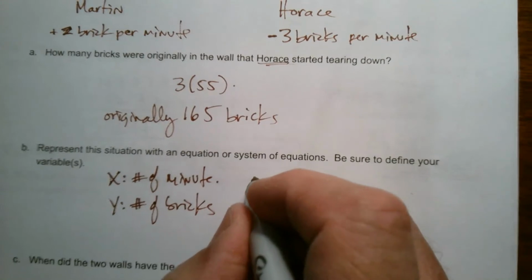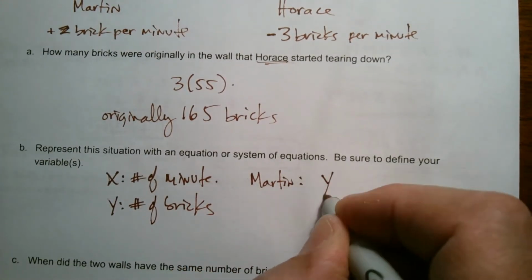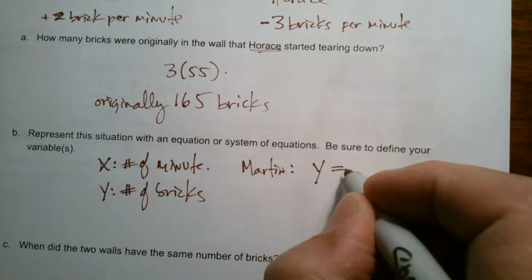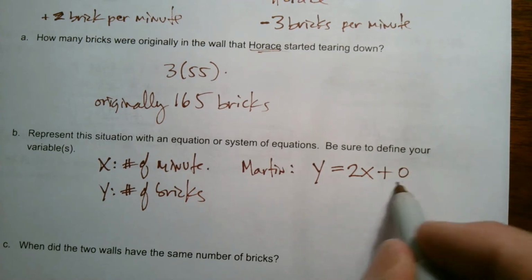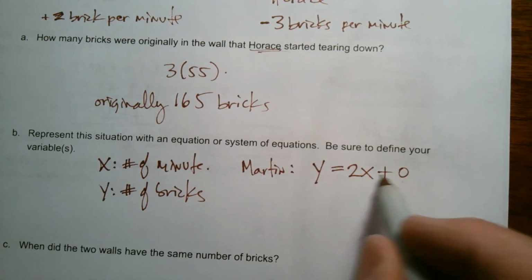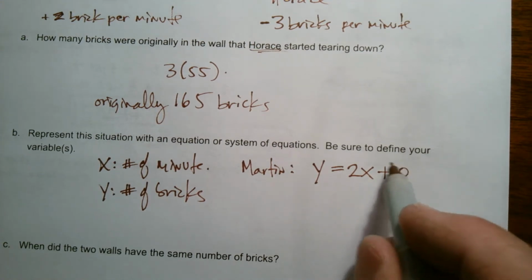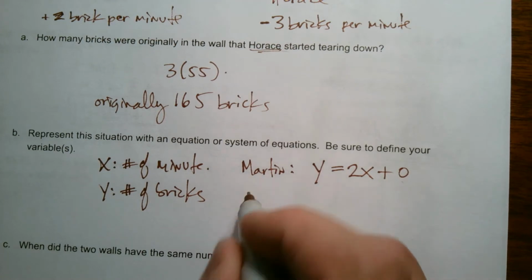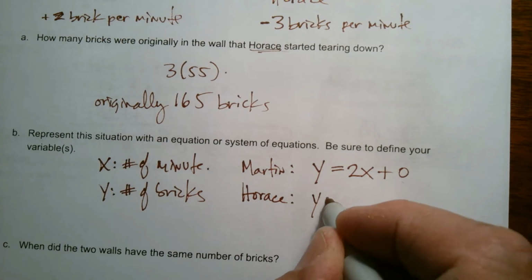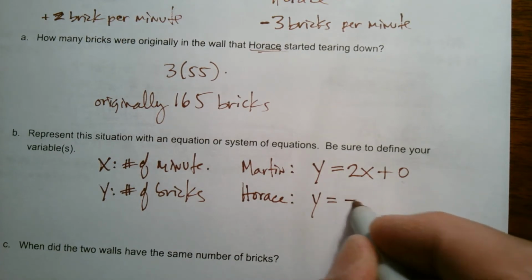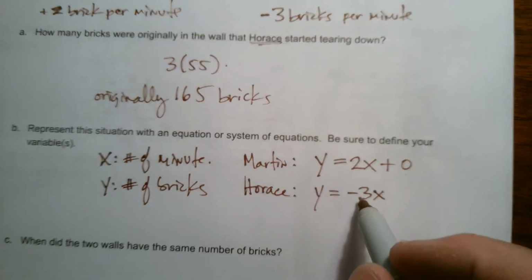So I have two equations. What is Martin's equation? His number of bricks, y, is equal to 2x. He starts with 0, so I could say plus 0 because he's starting from scratch. He doesn't have anything already started in his original. He's starting from 0, and then he's adding 2 bricks per minute. Now Horace, the number of bricks left on his wall, would be defined as -3x because he's taking down 3 bricks every minute.